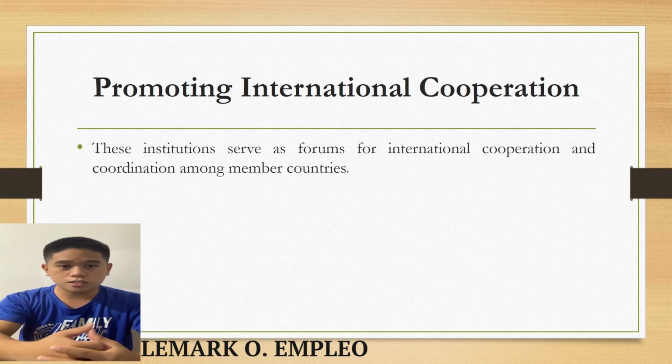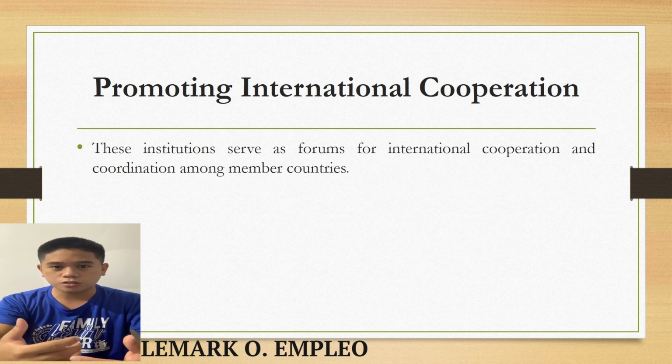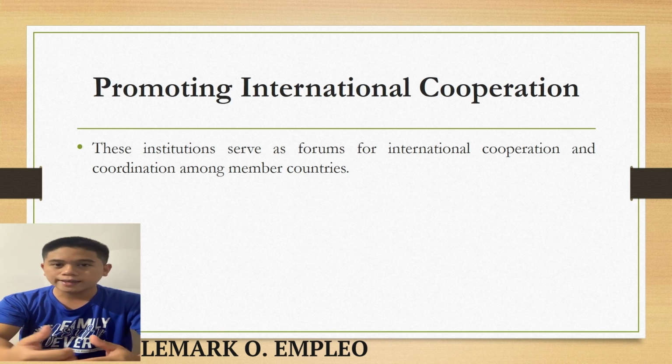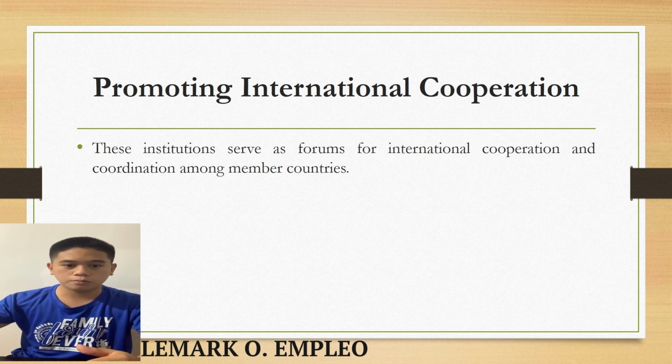The fifth one is promoting international cooperation. These institutions serve as forums for international cooperation and coordination among member countries. They facilitate dialogue and negotiation on global economic issues such as exchange rate policies, debt relief, and climate finance. By bringing nations together, IFIs help establish common rules and standards that govern the global economy.